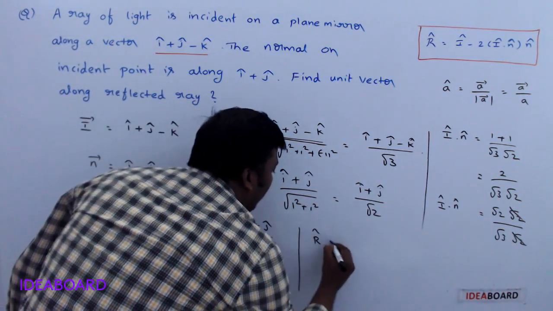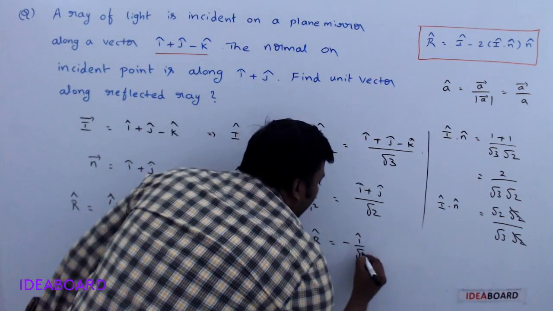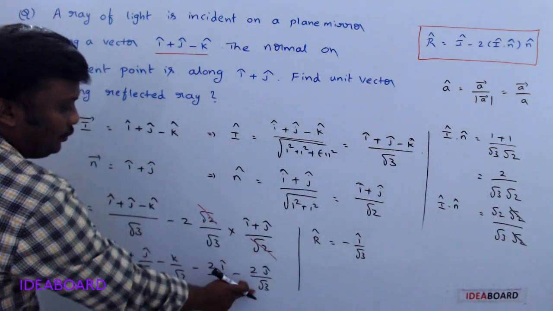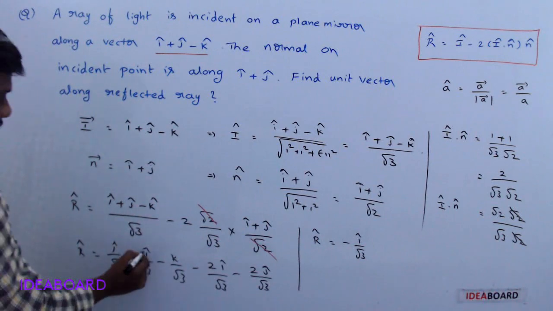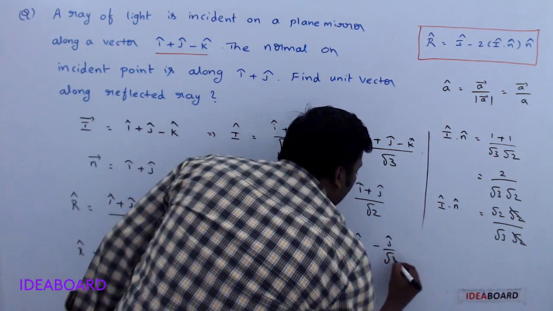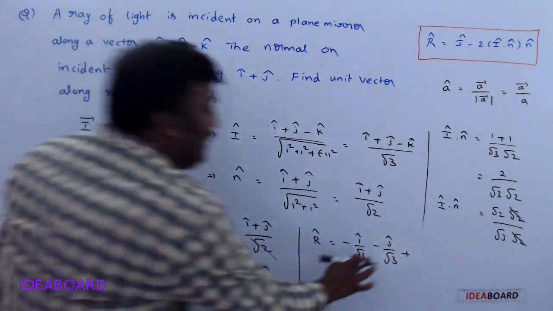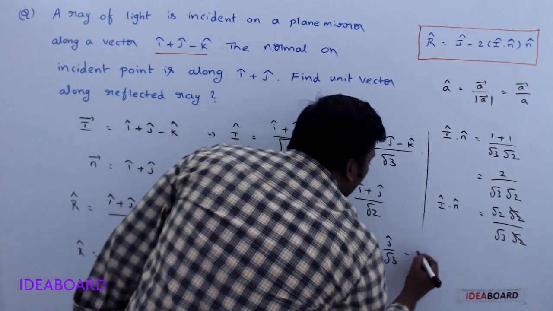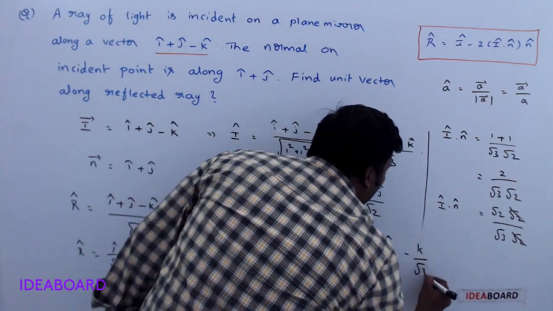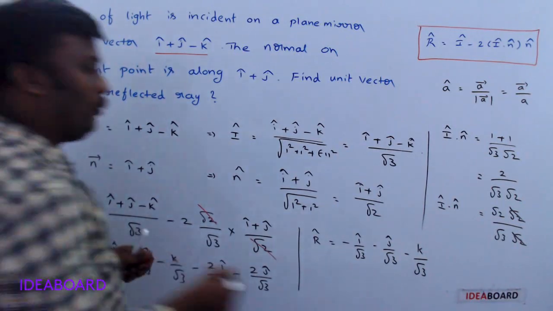r cap is now equal to minus i cap by root 3. This is minus 2j by root 3, here plus j by root 3, that means minus j by root 3, plus the k component. The k component is minus k by root 3. Understand? So this is the required answer.